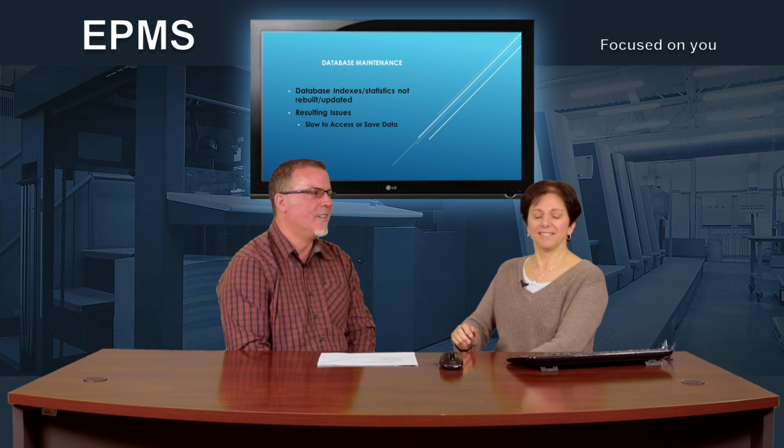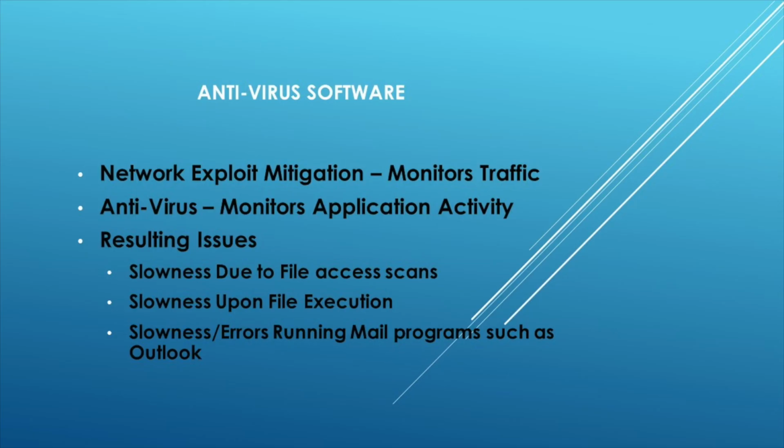Correct. Okay. All right, so let's move on to the next topic, and that's your antivirus software. And there's three areas here. You have the network exploit mitigation, which monitors your traffic. You have your antivirus software, which monitors applications that you're loading. And then the third issue would be your email program.